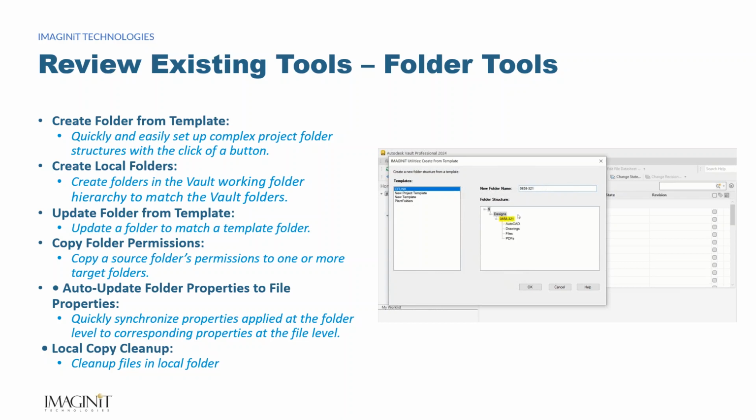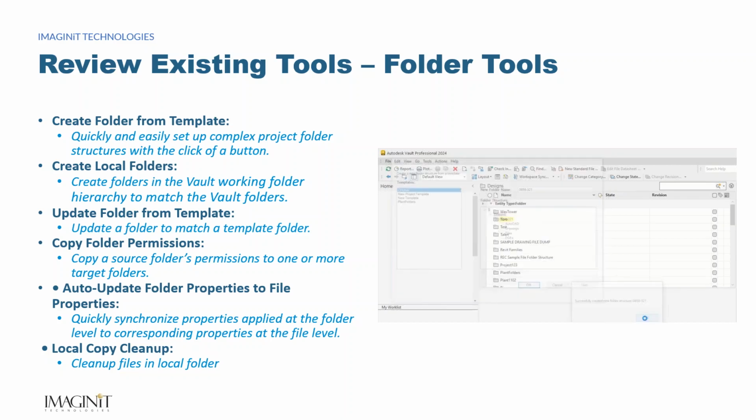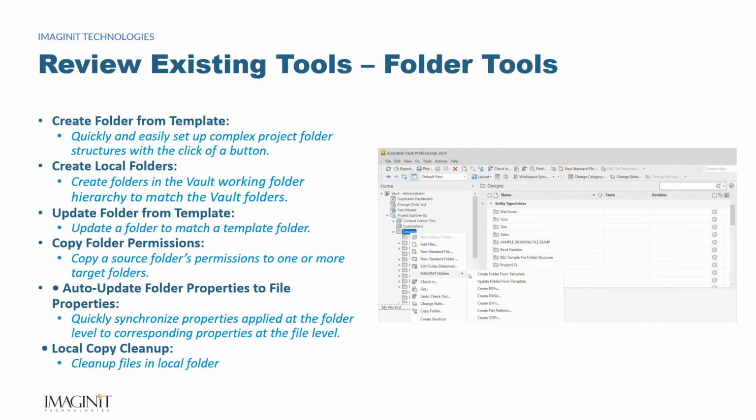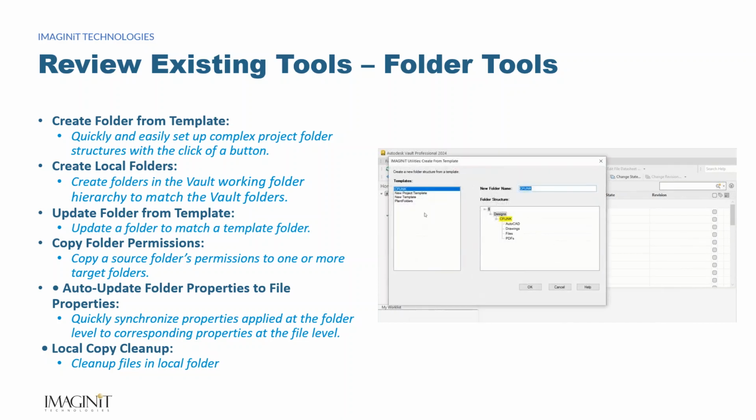So it can be complex folder structures. It can include files in there if I wanted to. If I always wanted to have some documents that I need to have in there every time I start a project, I can have permissions copied with it. So when I create those templates, it's not just the folders, it's any other files I want to include, any permissions I want to include. There's another tool called Create Local Folders.